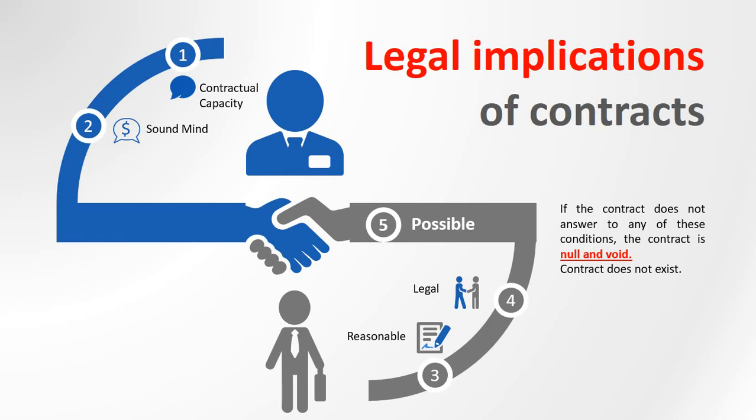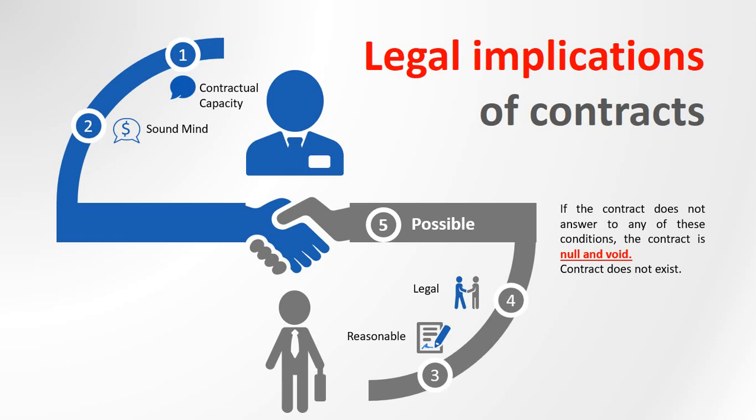The fourth thing is that it must be legal. Okay, you cannot have a contract to go and do an illegal activity such as killing your neighbor or kidnapping someone. That contract is illegal. So whatever the contract says you need to do needs to be a legal thing that you're allowed to do.